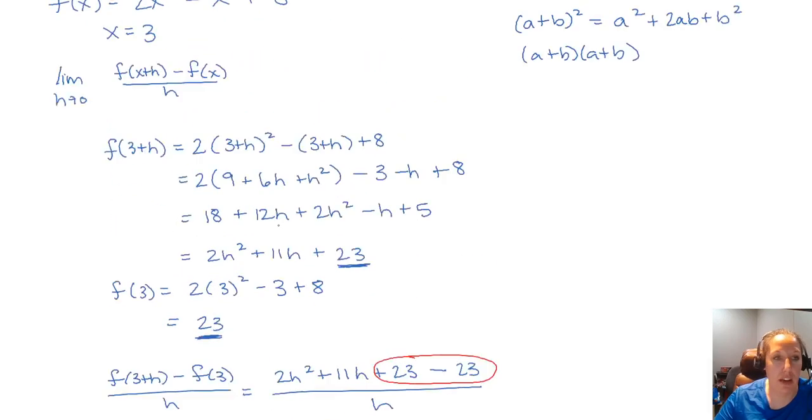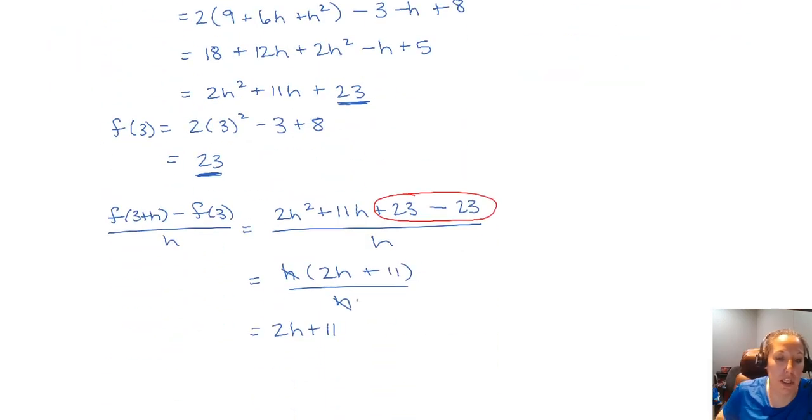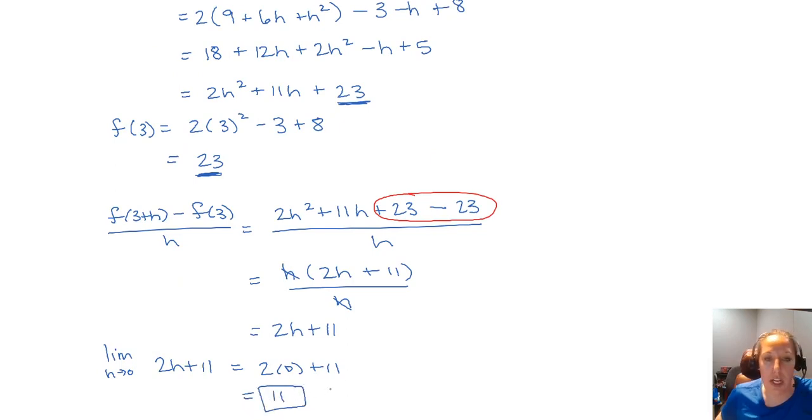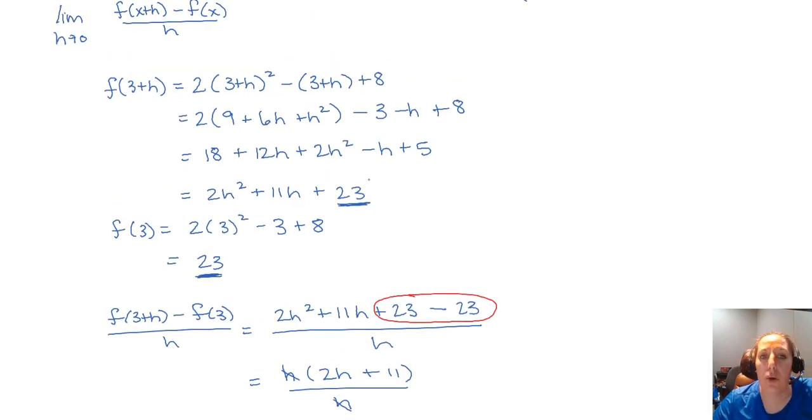Now the only thing we have left to do is take the limit as h approaches 0. So the limit as h approaches 0 of 2h plus 11 is going to be 2 times 0 plus 11, or 11. So our instantaneous rate of change for this function at x equal 3 is going to be 11. That also will help you find the derivative and the slope of the tangent line, because what that's giving us is the slope of the curve at that point.